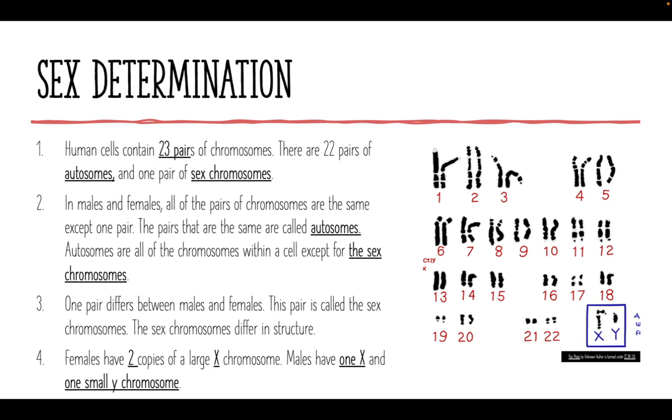1 pair differs. Again, we've talked about that, but the sex chromosomes actually differ in structure. So females in the sex chromosomes will have 2 large X's, and in males they'll have 1 X and 1 Y. So again, females have 2 X sex chromosomes, males have 1 X and 1 Y sex chromosome set. There's a nice little photo on the side here to show you what a sex chromosome set would look like in a male.